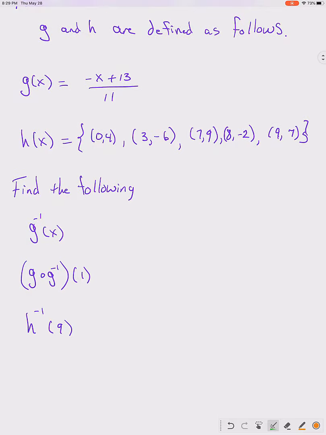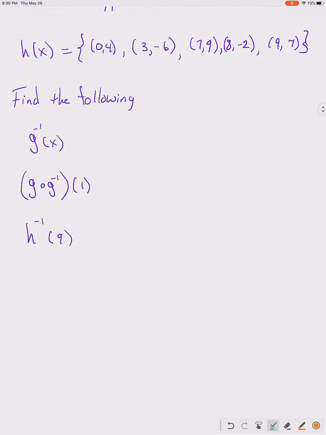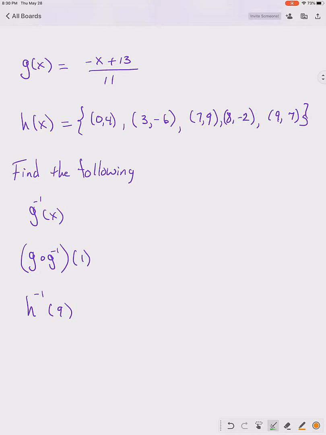And then we're told h is defined as this discrete function with the points (0, 4), (3, -6), (7, 9), (8, -2), and (9, 7). So those are our two functions. Then we're asked to find the following. We're asked to find the inverse of g. That's what this raised to the negative 1 symbol means. So this is g raised to the negative 1. That stands for inverse of g.